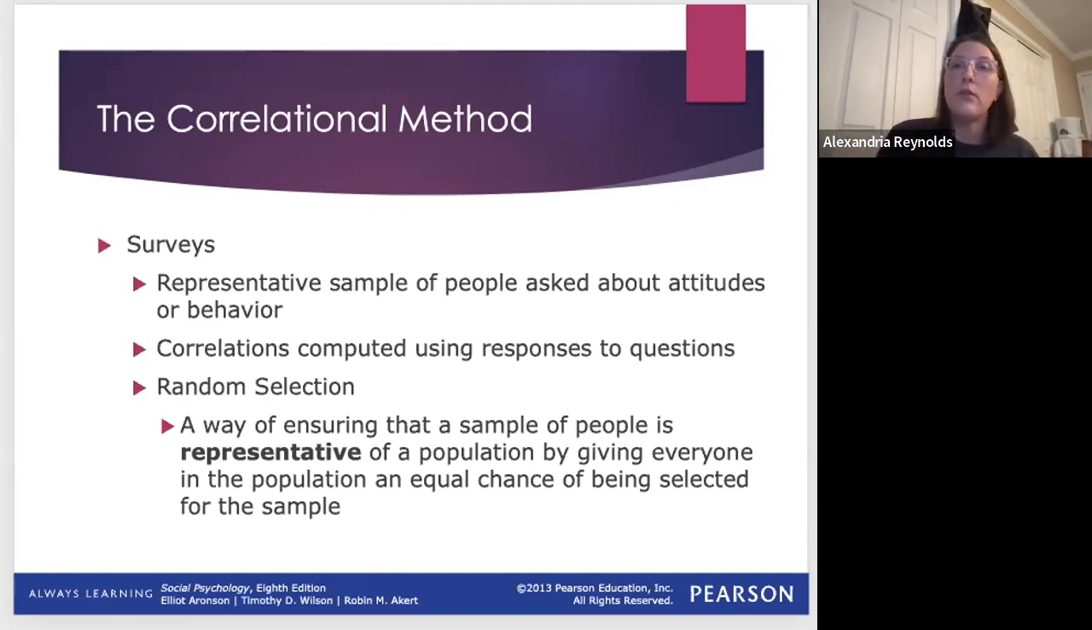And we can look at these different variables in different ways, and then be able to get some really good information. But not only does our whole sample have to be representative, we also have to rely on people being honest and telling us what they think and how they act.